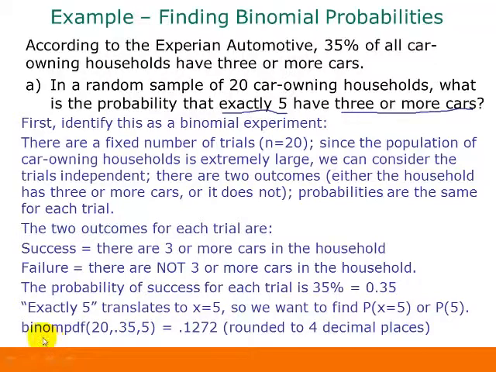On your calculator, you would put in 20 for the n, 0.35 for the p, and 5 for the x. And remember to make sure that this is binomPDF. And if you calculate this, you should get 0.1272 if you round it to 4 decimal places. So again, try this out on your calculator and make sure that you're getting this value.